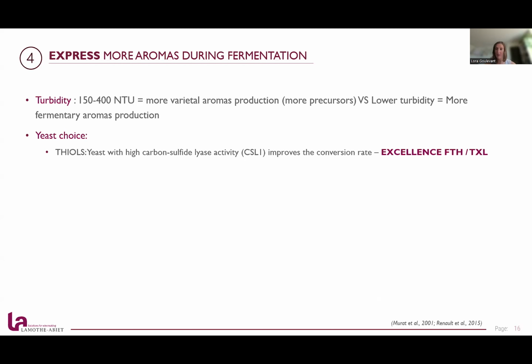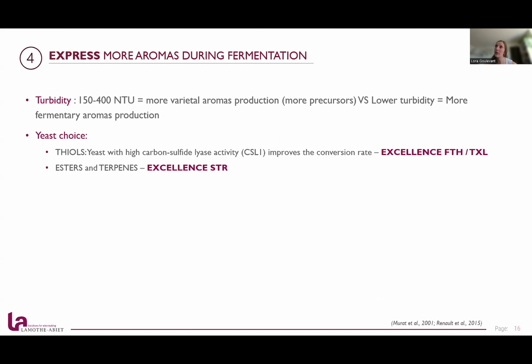will be very important. So we selected some yeast that has specific enzymes activity. For example, our Excellence FTH and Excellence TXL that are the most efficient to produce thiols have been selected mainly because they have some carbon sulfide lyase activity, which means that their conversion rate for thiols is higher than other yeasts. So they are the most developed and adapted for volatile thiols conversion and thiols production.